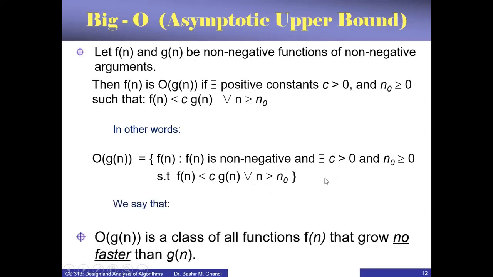Again, to simplify it even more, we are simply saying big O of g(n) is a class of all functions that grow no faster than g(n). They will never be faster than g(n). They are all below g(n).